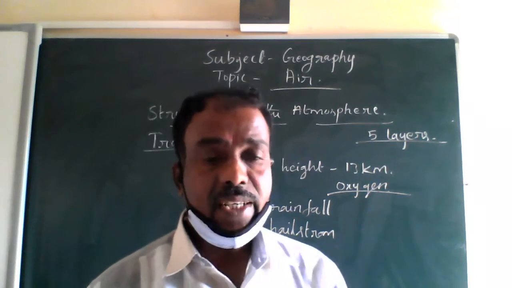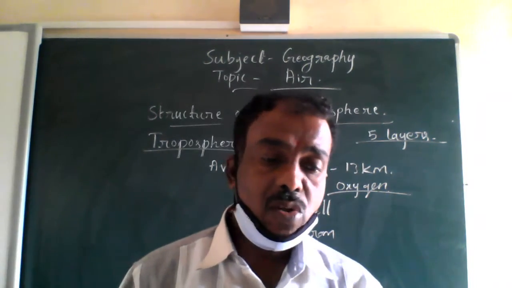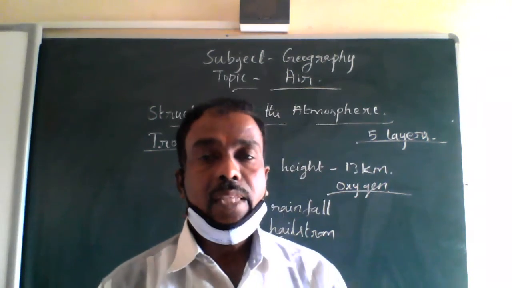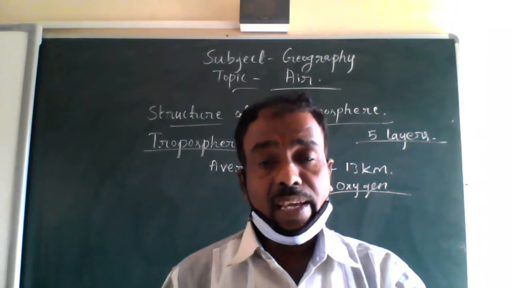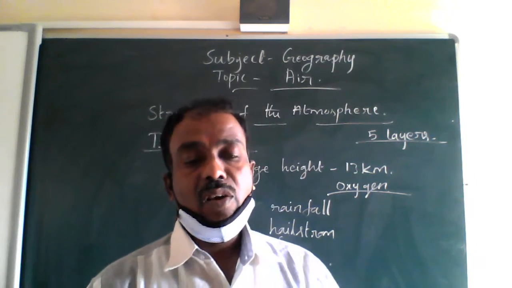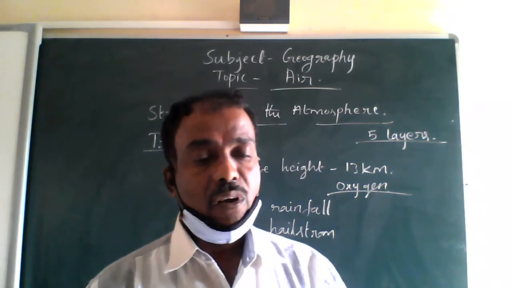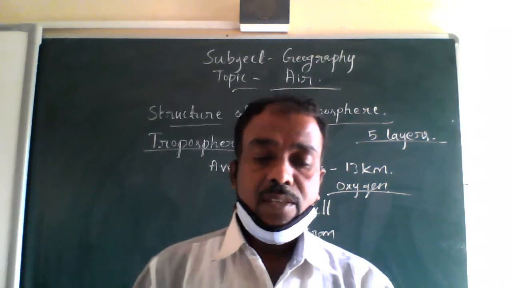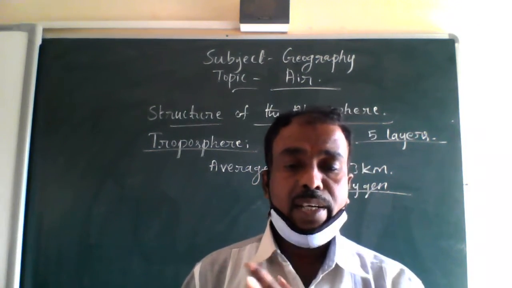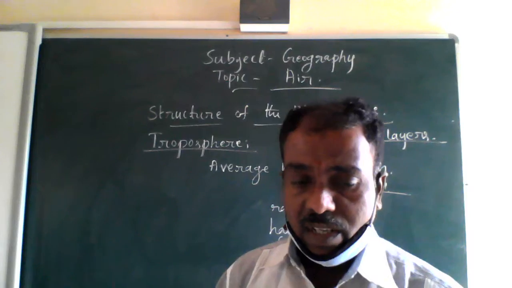So please keep in your mind, the troposphere is one of the most important layers. Its average height is 13 kilometers. The air that we breathe exists in this troposphere only, and almost all the weather phenomena like rainfall, fog, and hailstorm occur in this layer only. So this is the most important layer of the atmosphere. And the next one, stratosphere.